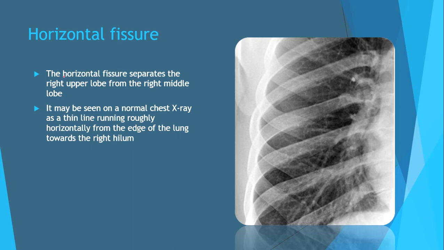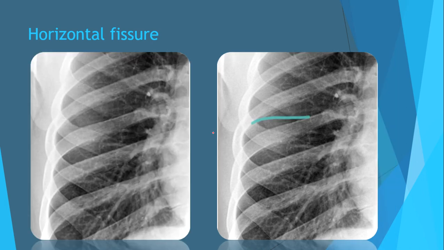Horizontal fissure. The horizontal fissure separates the right upper lobe from the right middle lobe. It may be seen on a normal chest X-ray as a thin line running roughly horizontally from the edge of the lung toward the right hilum. It's very difficult to see the horizontal fissure here, but try to find it. Okay, it's very difficult, I understand, so I write down where it's placed. This is it. Try to compare these two pictures.